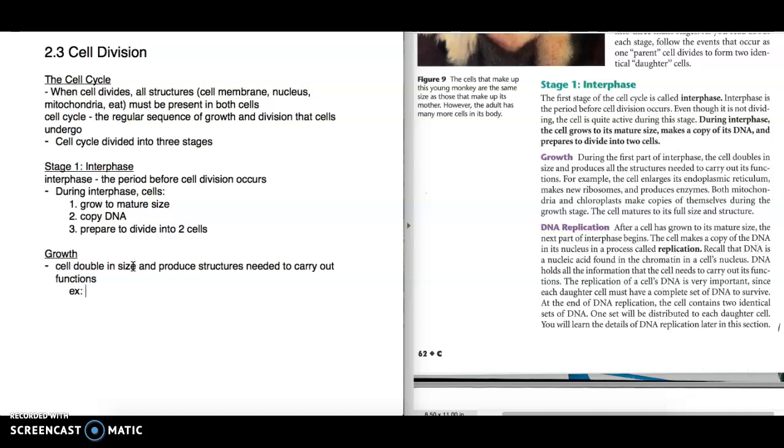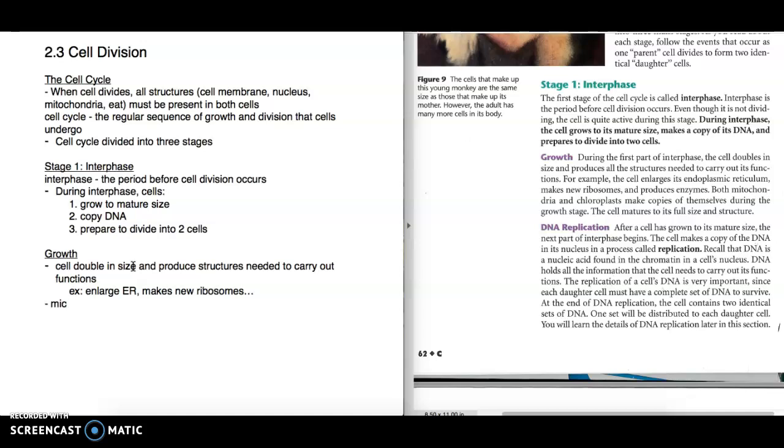So a few examples are that the cell is going to enlarge the endoplasmic reticulum, which we know from chapter 1 we can abbreviate maybe as ER. And it's also going to make new ribosomes. Just a few suggestions or examples of how this growth is taking place.